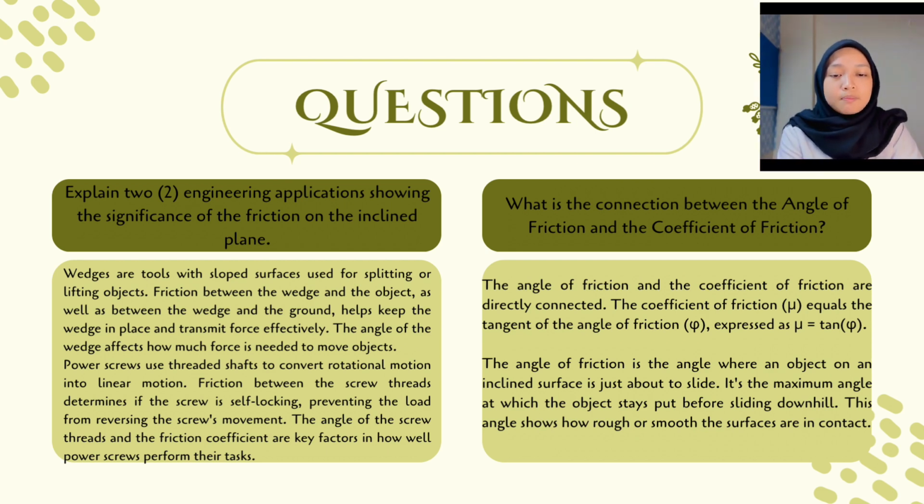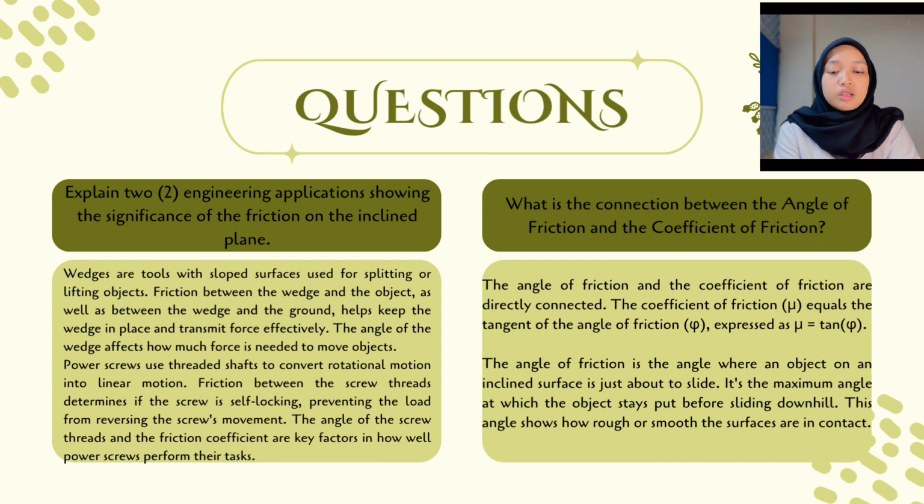The second one is explain two engineering applications showing the significance of the friction on the inclined plane. Friction on an inclined plane is crucial in two engineering applications, wedges and power screws. Wedges are tools with sloped surfaces used for splitting or lifting objects. Friction between the wedge and the object, as well as between the wedge and the ground, helps keep the wedge in place and transmits force effectively. The angle of the wedge affects how much force is needed to move objects.